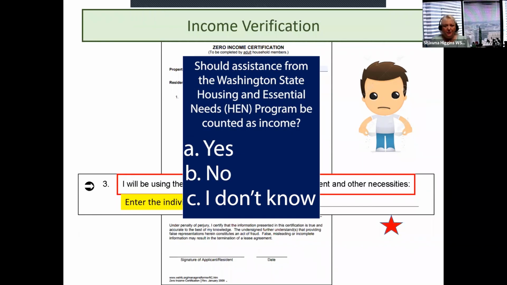It says no, and that is correct. The commission confirmed that all funds go directly to the landlord or the utility company. The recipient does not receive a cash benefit, and the recipient does not have to report this assistance to the IRS. All right.